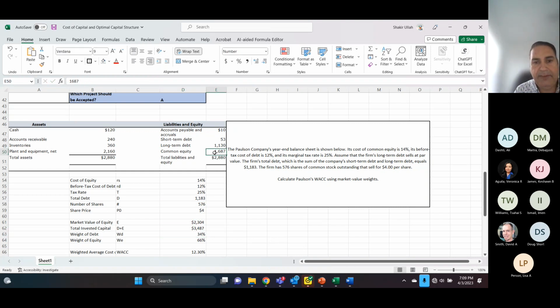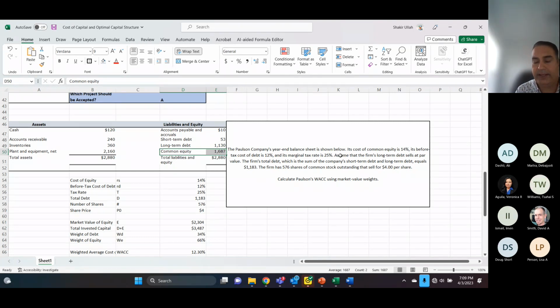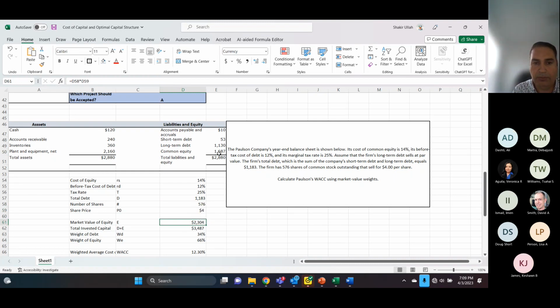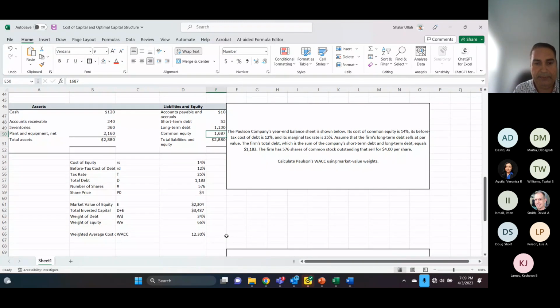Now look at the balance sheet. On the balance sheet, we have an equity of $1,687, but that is the book value of equity. Remember, I told you in the beginning of the lecture that we are going to use the market value if that is given to us. Because the market value can be calculated, we'll use that one. And the market value of equity is more than the book value of equity, if you look at that. Okay, so now that we have the total invested capital, we also know the equity, we also know the debt.